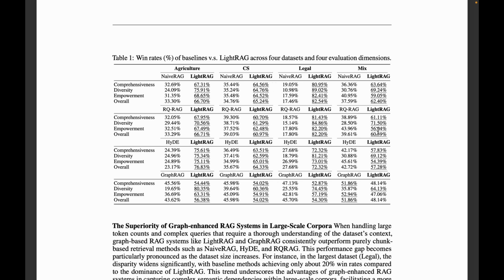And in each of the cases, they've clearly highlighted that LightRAG, as underlined, shows better performance against the other compared RAGs. For the comparison, they have used GPT-4o Mini as the LLM, and they've also fixed the chunk size to 1200 for all of the datasets in order to keep the comparison fair.